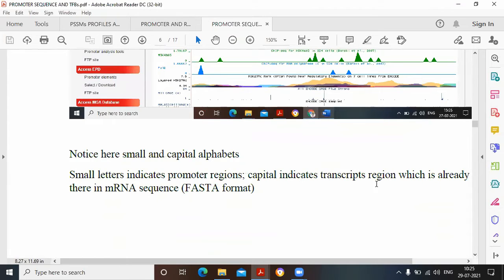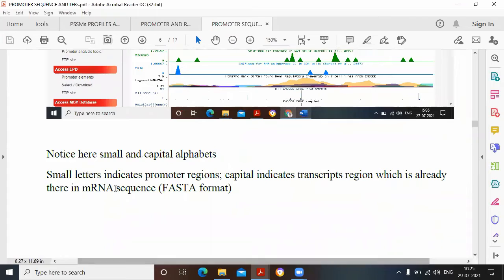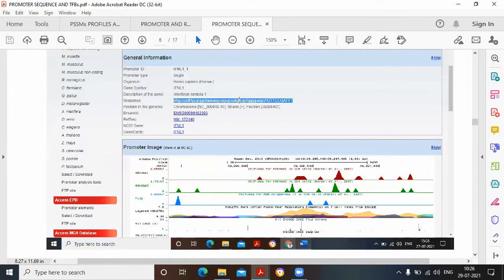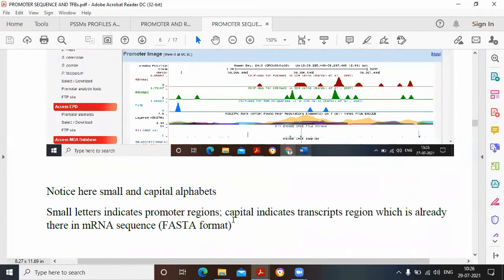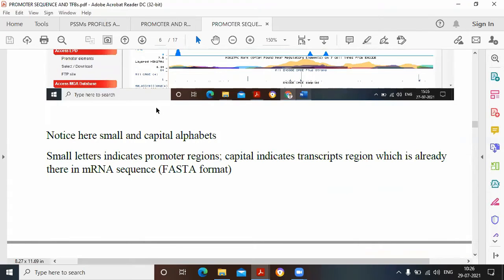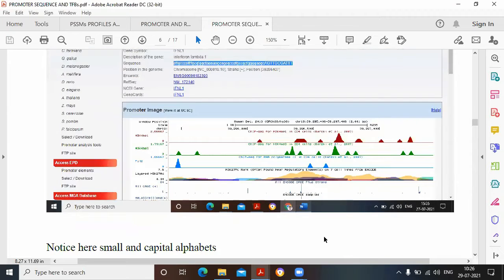And the capital letters indicate the transcript region, which is already there in the mRNA sequence that you have used in the FASTA format. Got it? So you are getting small alphabets as well as capital alphabets, right? The small letters indicate the promoter regions, and the capital letters indicate the part you have provided along with your sequence, which is the transcript region, that is, the mRNA region. Got my point? The small and capital letters indicate it this way.